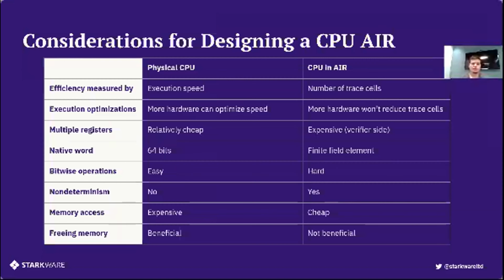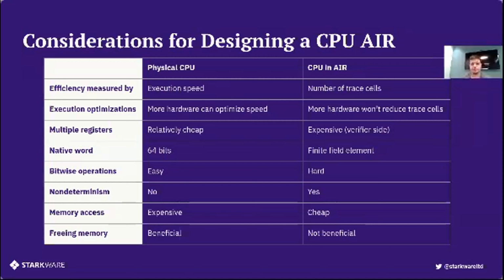In CPUs, having multiple registers is relatively cheap. It's adding some hardware and some links. It's usually okay. In AIR, it's a bit more expensive to have multiple registers, especially on the verifier side, because every time we use a register, we need to choose between all the registers. This chooser leads to a big constraint or multiple constraints which affect the verifier side. We want our constraints to be simple, so the verifier won't work hard.